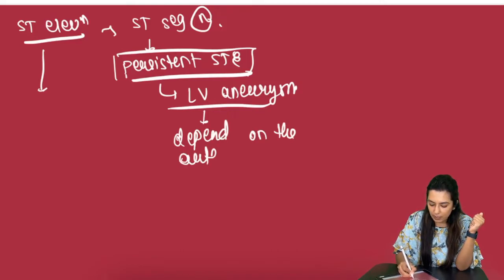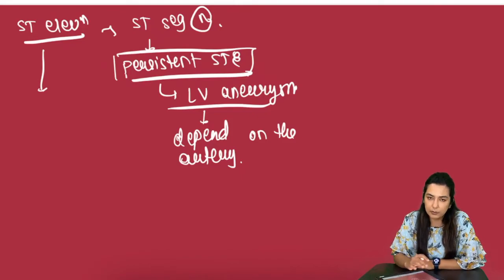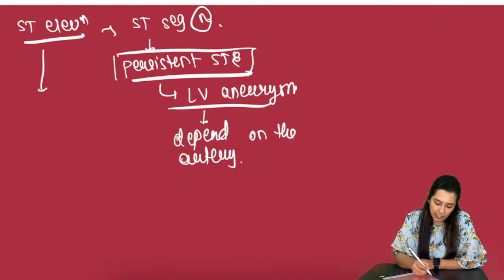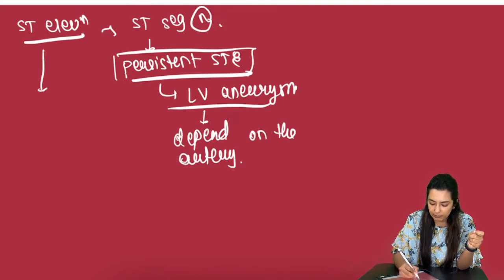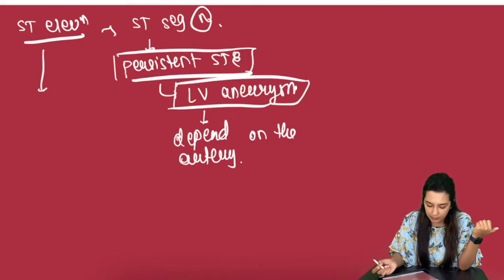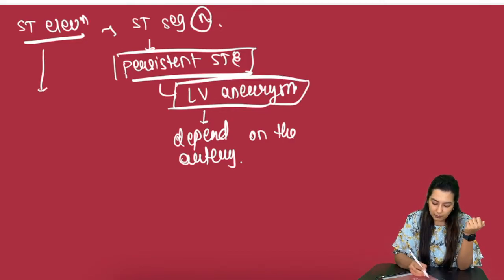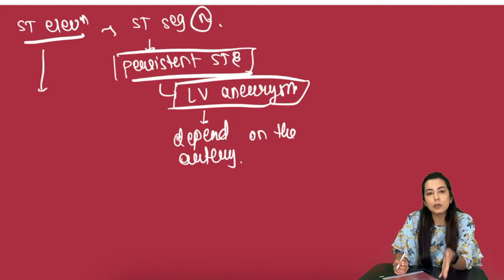Okay, so this is how you differentiate LV aneurysm. This is how you say that it is LV aneurysm and it is ST elevation. After 2 weeks of ST elevation, where there is a history of ST elevation MI, if you see the ECG and there is a persistent ST elevation, then you could suspect LV aneurysm and we get the echocardiography done. So how will you differentiate whether it is a newly developed ST elevation or whether it is LV aneurysm?